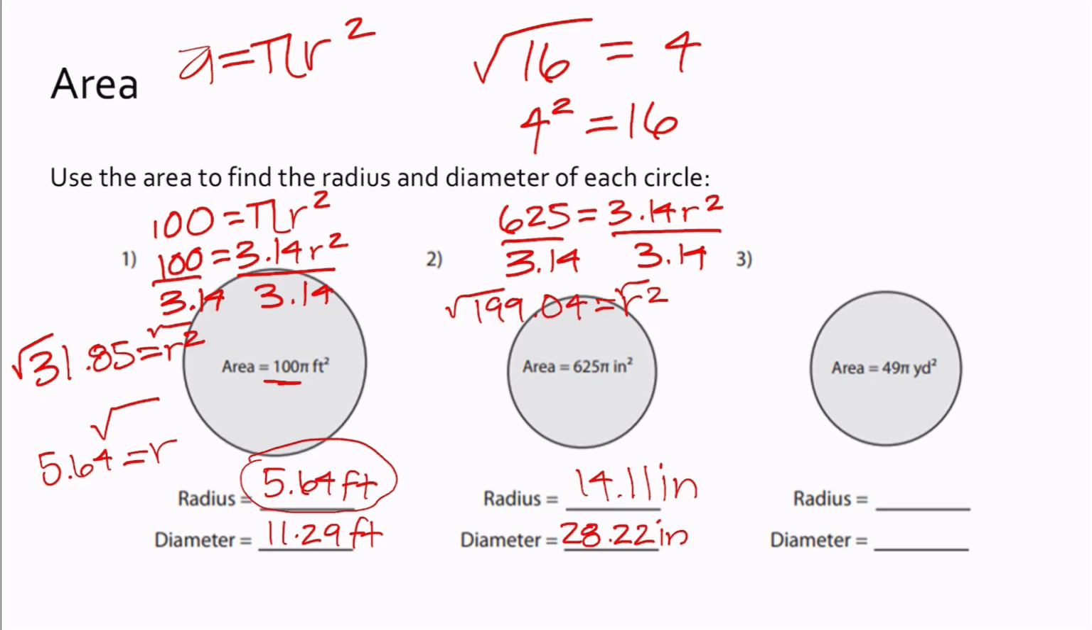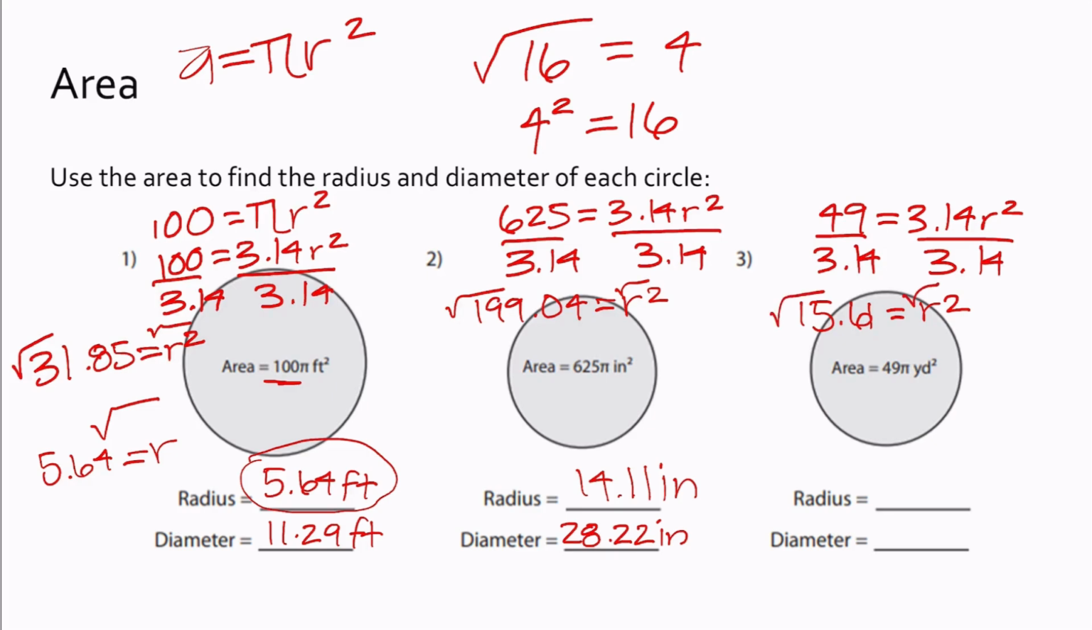And then last one, 49 equals 3.14 times radius squared. I'm dividing both sides by 3.14. So I have 15.61 equals r squared. I'm taking the square root of both sides, which will give me 3.95 yards. And I want to double that, so I have 7.9 yards.